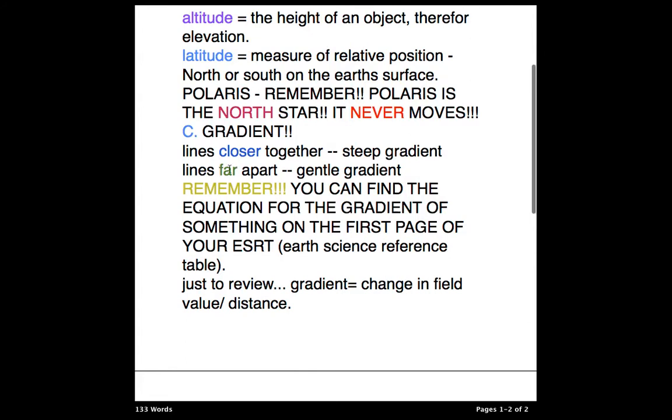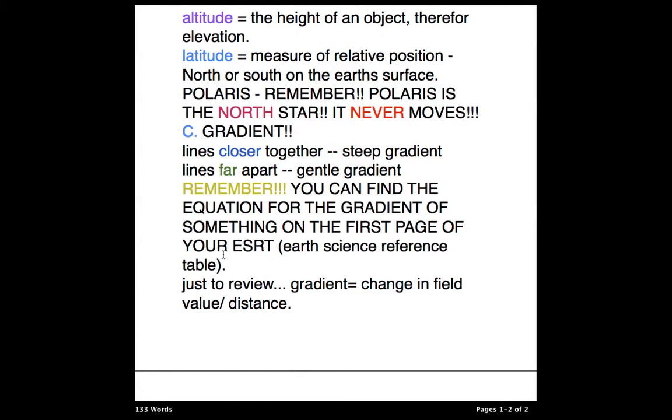C, gradient. Lines closer together is a steep gradient. Lines far apart is a gentle gradient. Now remember, you can find the equation for gradient on the first page of your ESRT. ESRT is short for the Earth Science Reference Table.